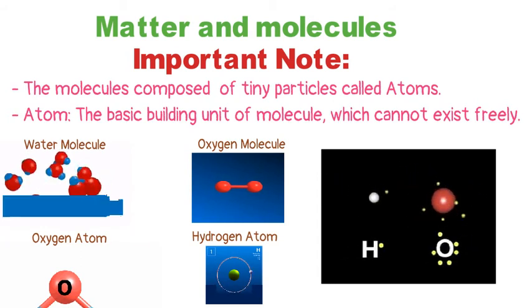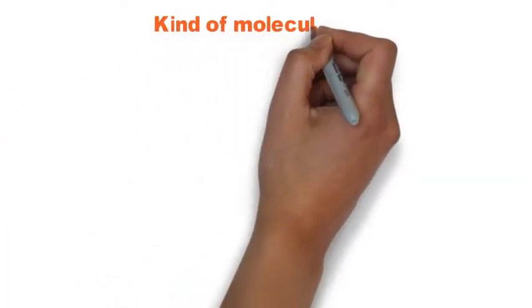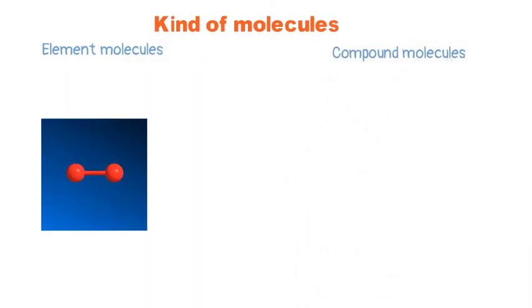Let's continue. What are the kinds or the types of molecules? We have two types. First is the element molecule, second is the compound molecule. And we will learn what's different between each one of them.